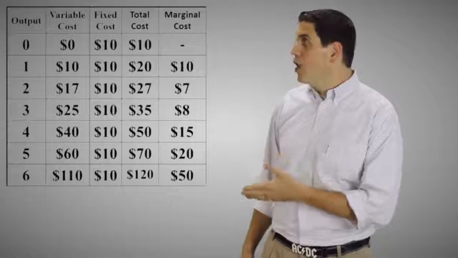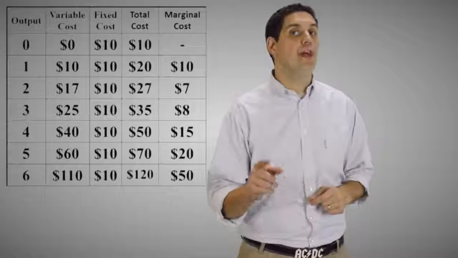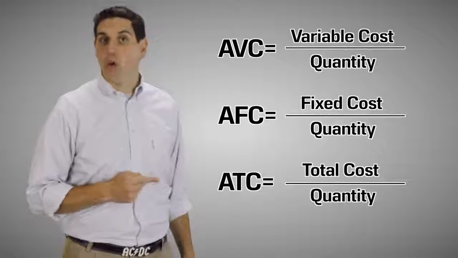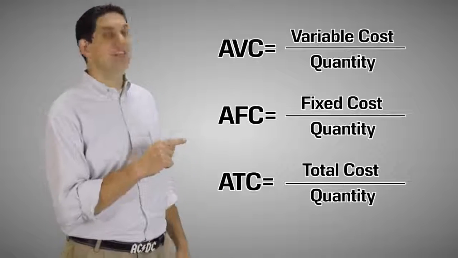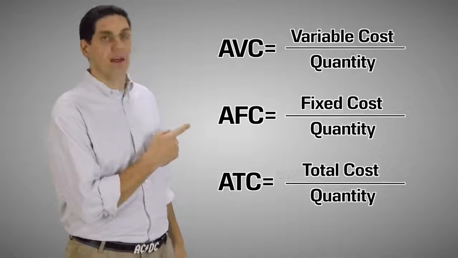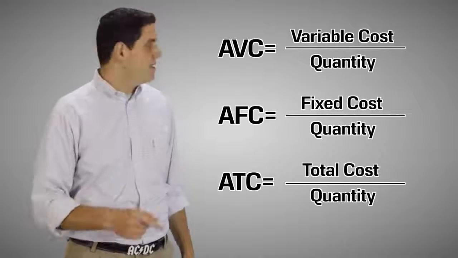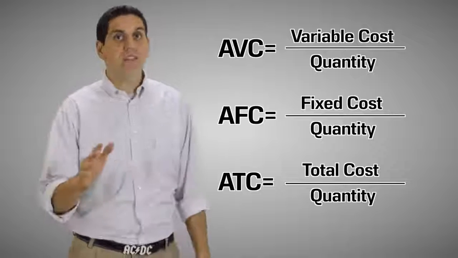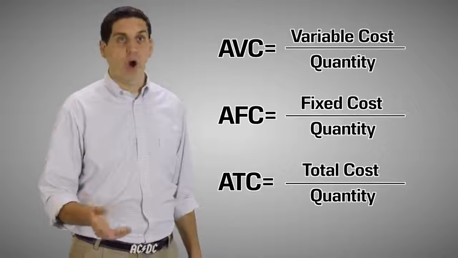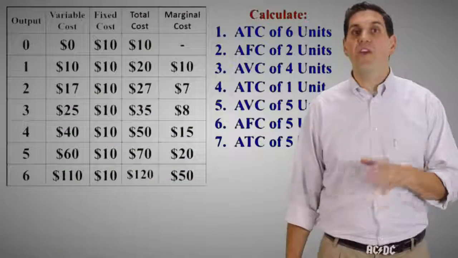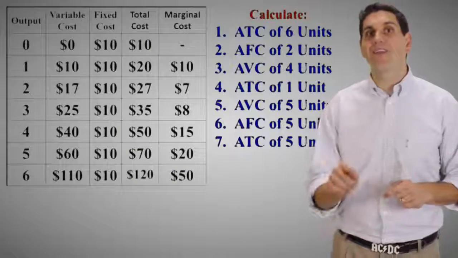Now that you can calculate these costs, let's calculate the per unit costs. There's average variable cost, average fixed cost, and average total cost. The average variable cost is the total variable cost divided by the quantity. Average fixed cost is the fixed cost divided by the quantity. And the average total cost is the total cost divided by the quantity. Most of the time when you see these, you're going to see them by the acronym. So AVC, AFC, and ATC. Get used to that.